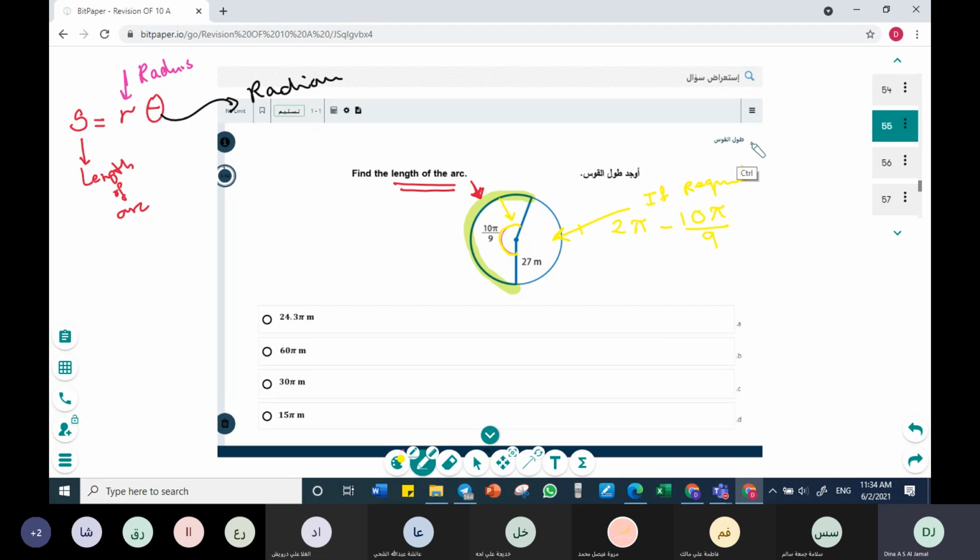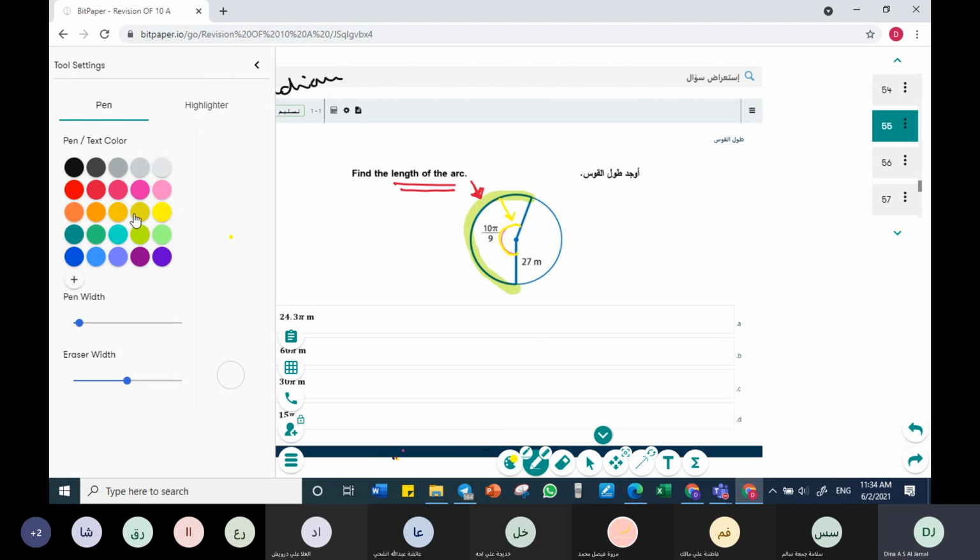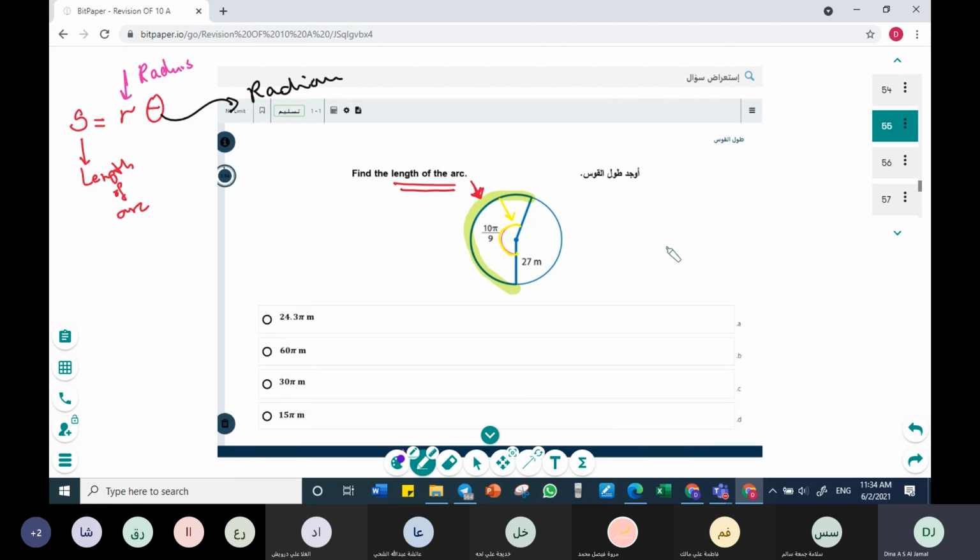Okay, ladies, so I will be deleting it for now because it is not required. It is only information for you. Now let's have a look. How can I calculate? It will be only direct substitution. S is equal to 27 multiplied by 10 pi over 9. Calculate it and tell me what is S. 30 pi meters. Which answer is this? The third one.